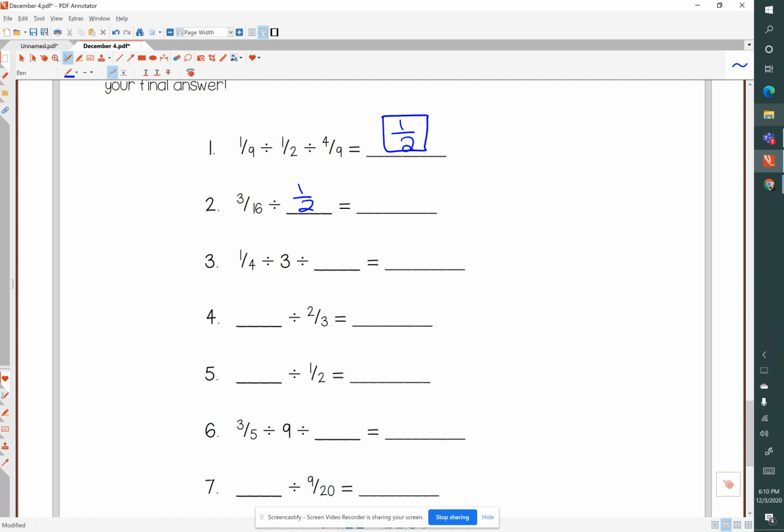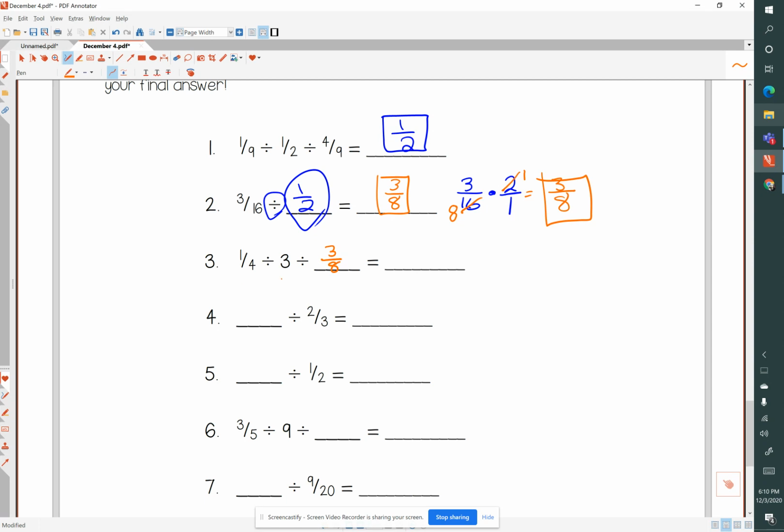So now I have 3/16 divided by 1/2. So I can do that one right here. 3/16. Then I change the division to multiplication, and I flip the second fraction to its reciprocal, and I see that I can simplify. 2 is a factor of 16. 2 divided by 2 is 1. 16 divided by 2 is 8. When I multiply straight across, I have 3/8, which is my final answer here. And I put that in the next problem.